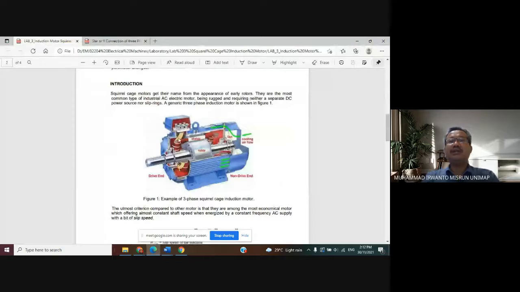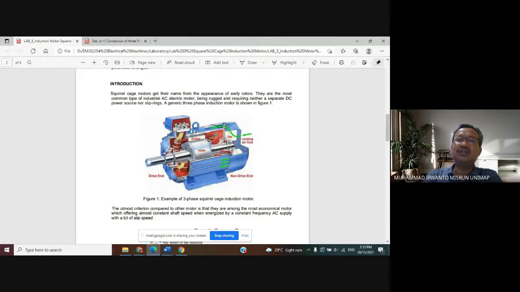Now I repeat again. It is the construction physics of the squirrel cage induction motor. The outside here is the body of the induction motor, and it is the construction of the stator. The stator is connected to the AC power supply, and here it is three phase.